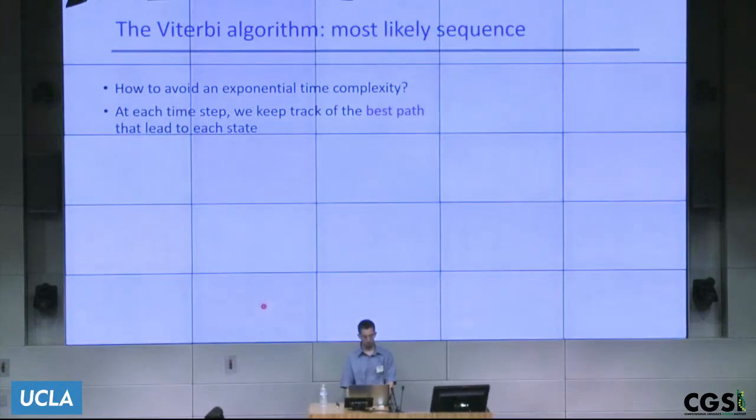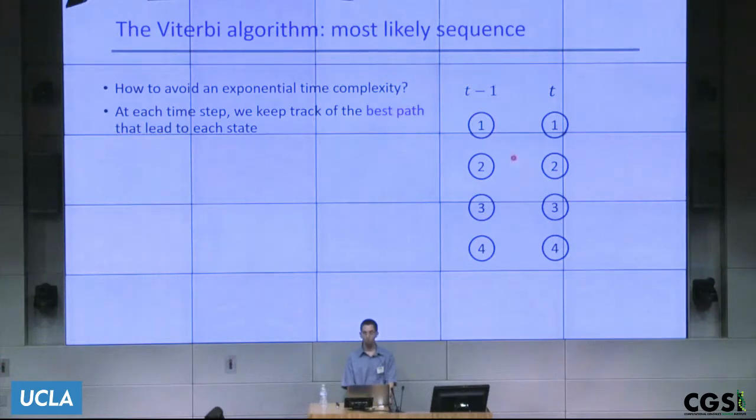So the Viterbi algorithm works like this. The naive way to find the most likely sequence would be to consider all possible sequences. The problem is that the number of possible sequences increases exponentially with the total number of time points, and that's not very useful. But we don't have to examine all sequences. We can achieve linear time by keeping track, at each time point, of the best path that led to each state at that time point.